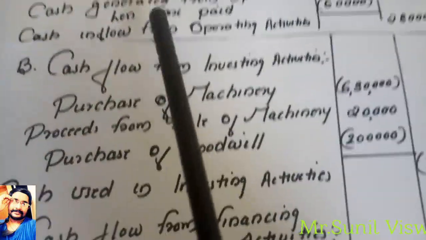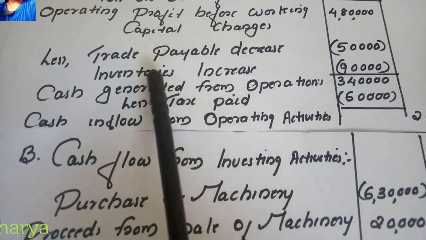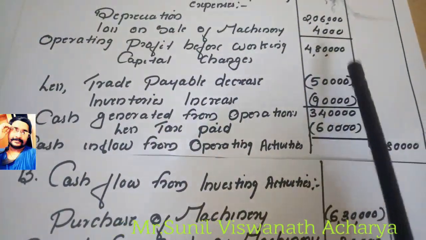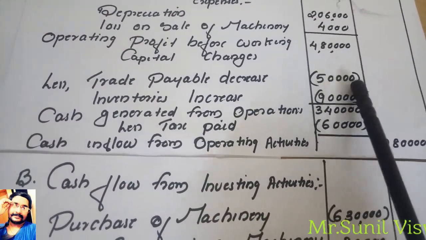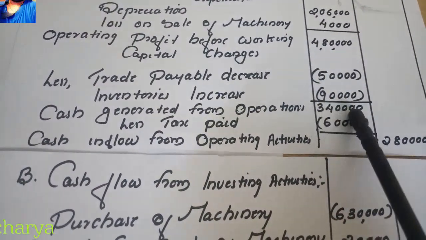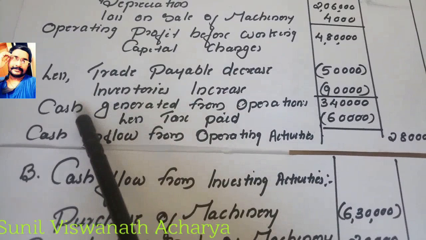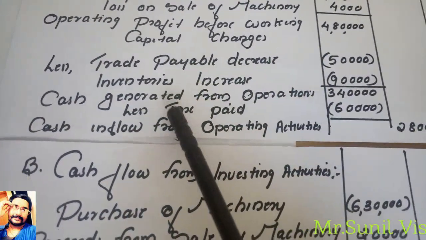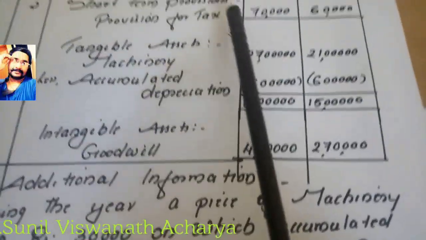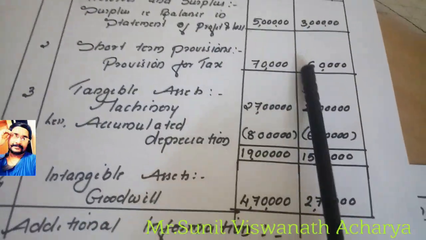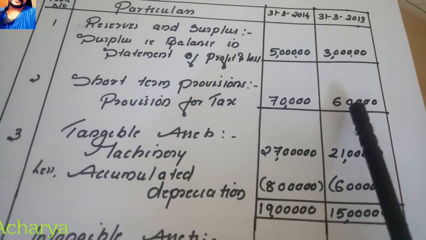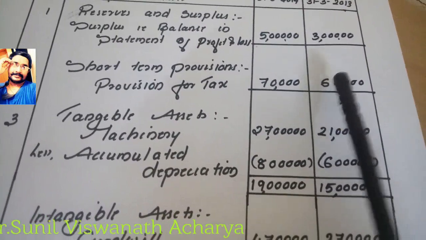When you adjust for the trade payables decrease and inventories increase, 4,80,000 minus 50,000 minus 90,000, we will get 3,40,000. It is known as cash generated from operations. From this, tax paid we have to minus. We know in this question, for provision for tax no additional information is given. Then the last year amount, that is 60,000.